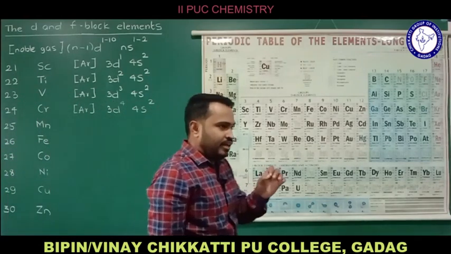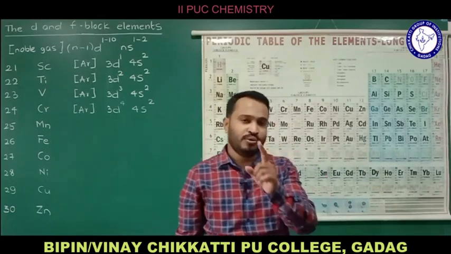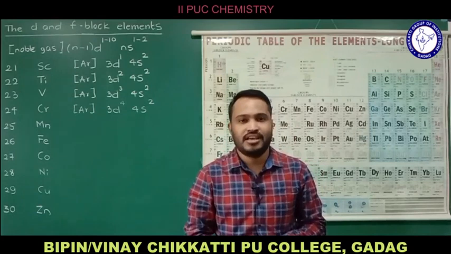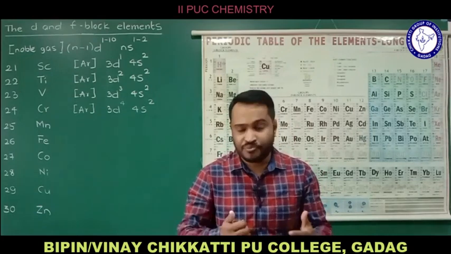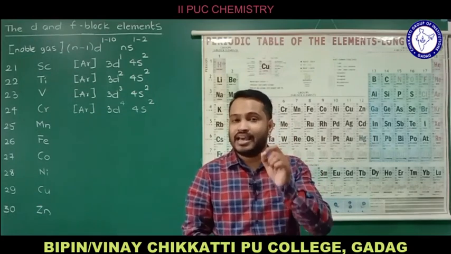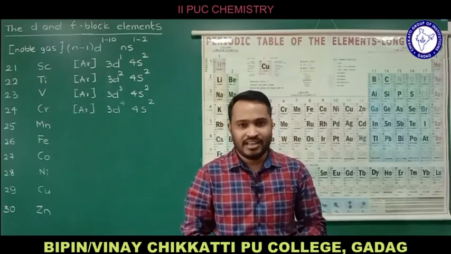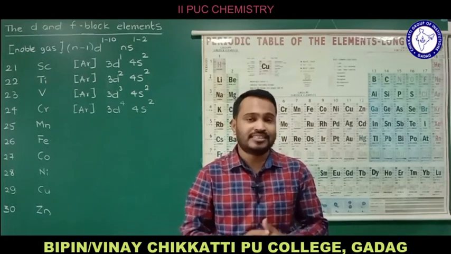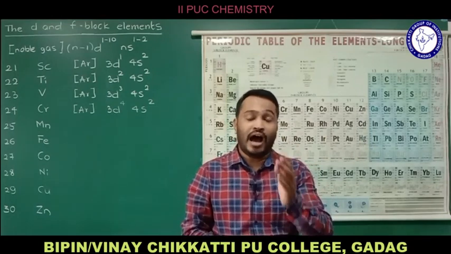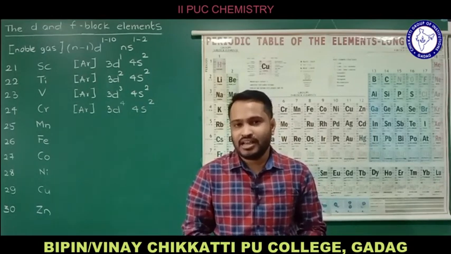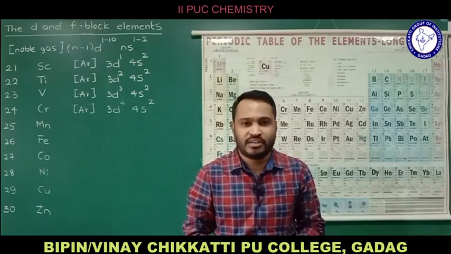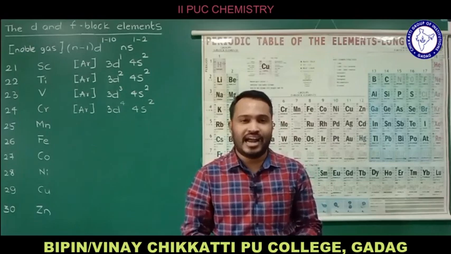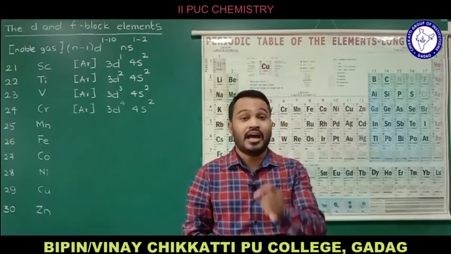But as I mentioned, we need to follow some fundamental principles while writing the electronic configuration. One rule I am going to apply here is what we call the extra stability rule. What is that rule? The rule says that half-filled atomic orbitals and completely filled atomic orbitals are stable. I repeat, half-filled atomic orbitals and completely filled atomic orbitals are stable.